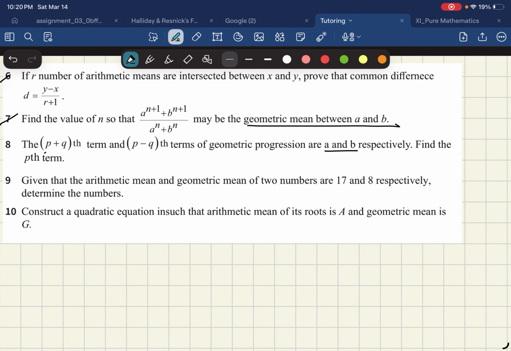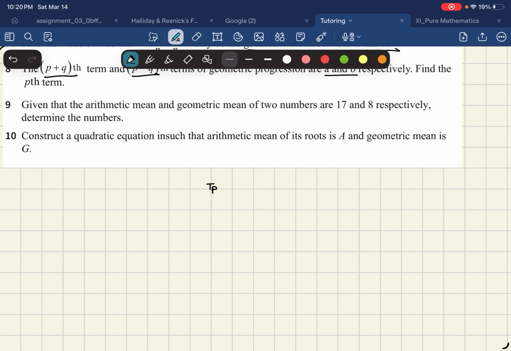So the p plus qth term and the p minus qth term are given. So we have tp. So let's just imagine we have the pth term. And then we are going tp plus 1, tp plus 2. So pth term, the one term after pth term, the second term after, and we are going all the way until the qth term. And that is given to be a. And then we are going before. So p minus 1, p minus 2, and we are going up until t, p minus qth term. And that is b. So we have b, we have some terms in between, we have our pth term, we have some terms in between, and we have our other term.